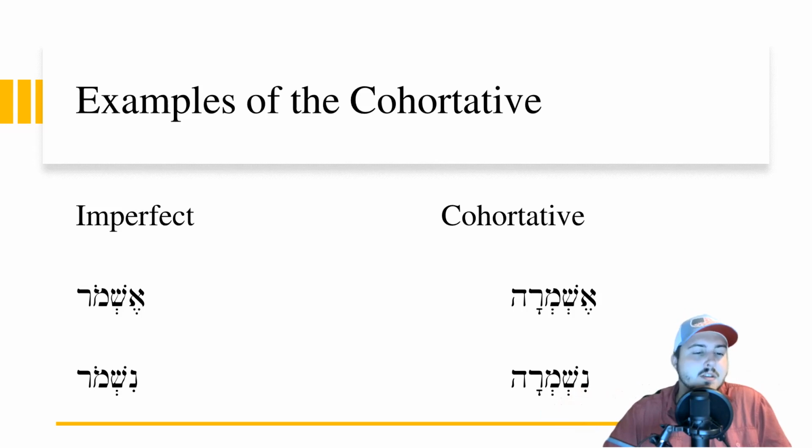Same thing down here. This is the first common plural, the 1CP. Nishmor, which is we will keep. The cohortative of that is nishmerah, may we keep, is the way you translate that. May we keep. Eshmerah, may I keep, right? Something along those lines. Let me keep. Let us keep. Something kind of like that.